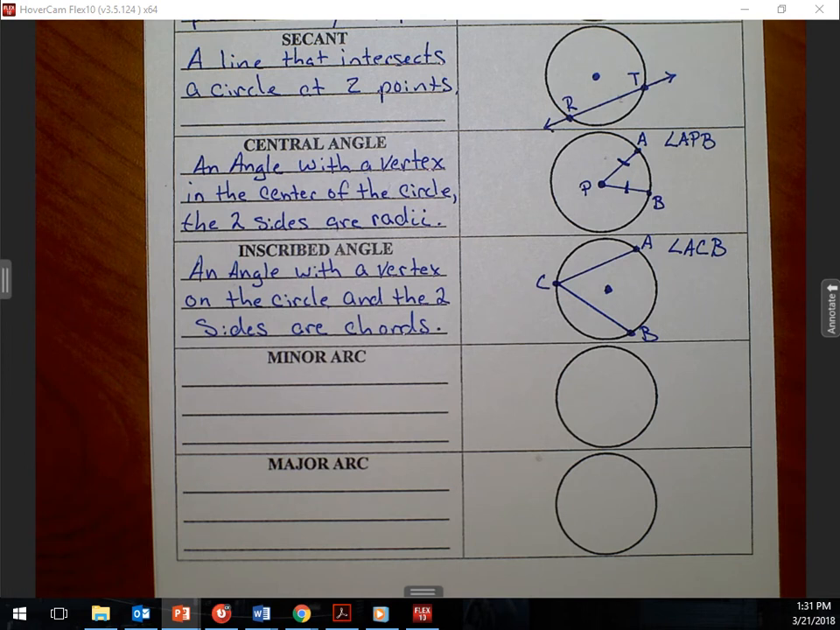What's that last word, Sam? Chords. Oh, what? This one right here, chords. Yes.